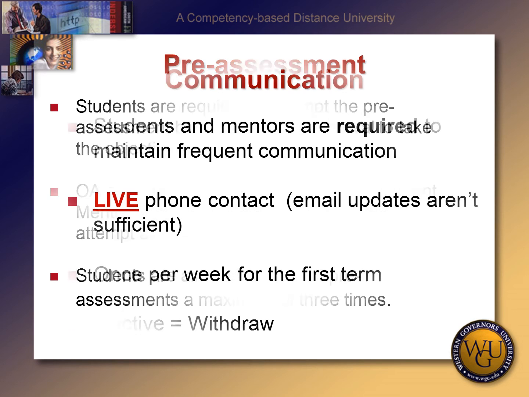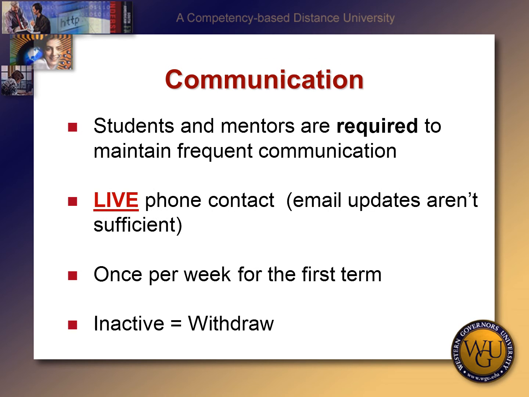Very specific communication policy. Students and mentors are required to maintain frequent communication with each other. To assure that communication takes place, student and mentors meet at least as often as detailed in the protocol. During the first term, the mentor and student meet each week by phone for a substantial discussion about engaging learning and assessments until the student reaches OTP, meaning the student's progress reflects that he or she is meeting on-time progress towards graduation. That's OTP.